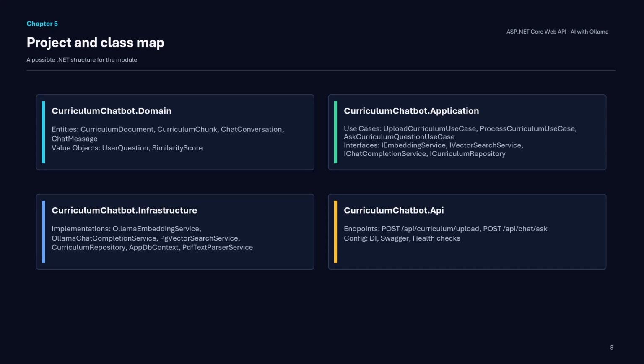This slide gives students a concrete project map. I would recommend explaining the intent of each project first, before creating all the classes. Domain contains the core model. Application contains the use cases and interfaces. Infrastructure contains implementations and technical adapters. API exposes endpoints and configuration. This helps the students understand the why before they start copying folders and classes.